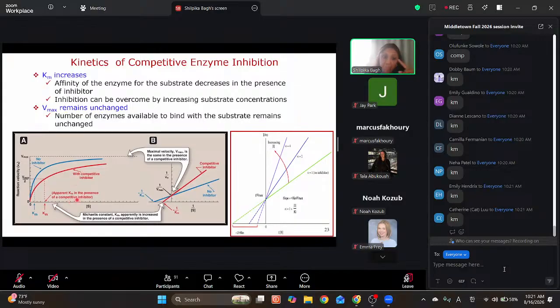So in a hyperbolic curve, quickly see what is changing. What is changing here, Km or Vmax? Km. Is Km increasing? Where does Km increase? Competitive or non-competitive? Competitive inhibition. In a Lineweaver-Burk plot, see what is unchanged. Is the x-intercept unchanged or the y-intercept unchanged? Y-intercept. What does the y-intercept reflect, Km or Vmax? Vmax. Where is Vmax unchanged? Competitive inhibition.